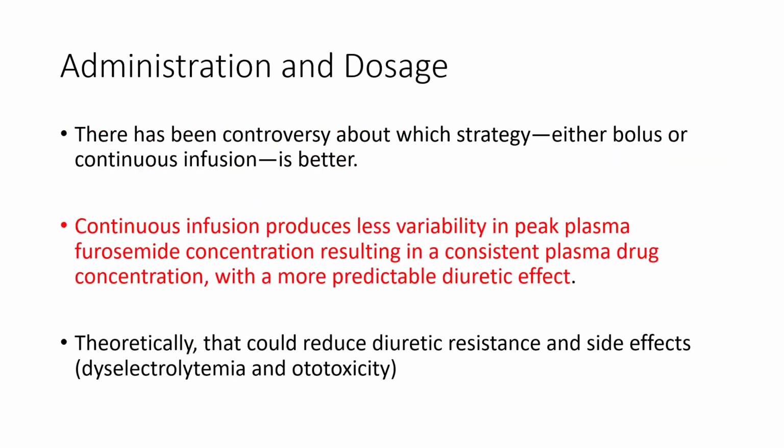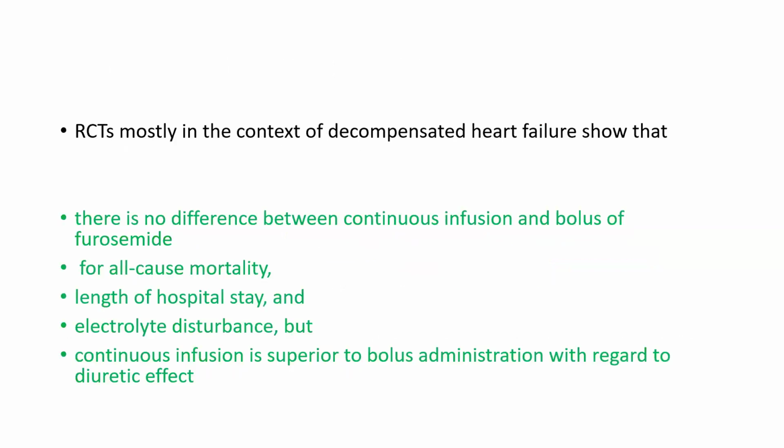So, regarding administration and dosage, there has been controversy about which strategy should be used, whether we should go for bolus or continuous infusion. They are saying that continuous infusion produces less variability in peak plasma furosemide concentration, resulting in a consistent plasma drug concentration with a more predictable diuretic effect. Theoretically, that could reduce diuretic resistance and also side effects like dyselectrolytemia and ototoxicity.